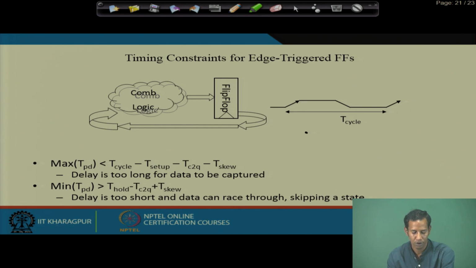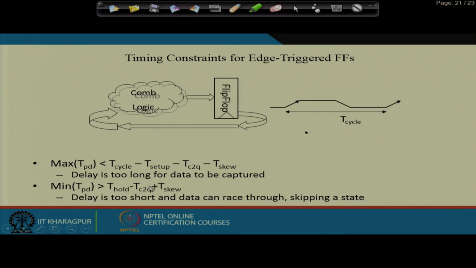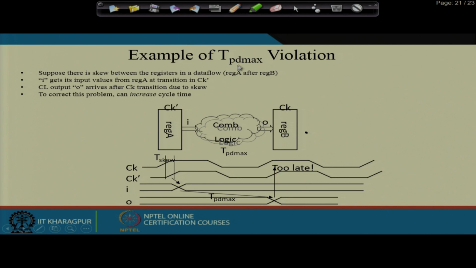Depending on the equation, the maximum propagation delay of the combinational logic is T cycle minus T setup minus T clock to Q minus T skew. As in the previous example, T cycle is the T max plus T setup plus T clock to Q plus T skew. If the delay is too long, the data will be captured incorrectly. The minimum propagation delay, TPD min, should be greater than T hold minus T clock to Q plus T skew. If the delay is too short, the data cannot be recognized properly and it will skip one state.